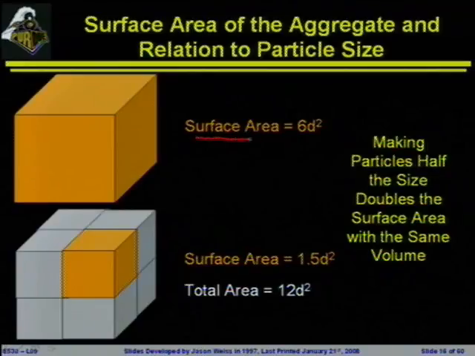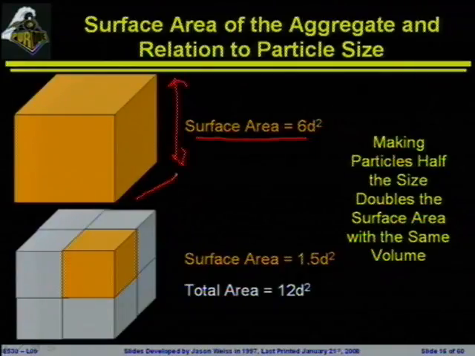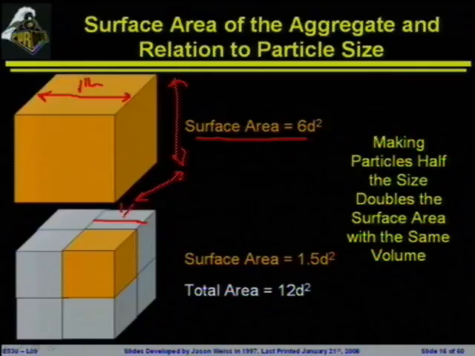So if we have one big aggregate, the surface area is pretty easy to determine. We could say that the aggregate is square, it is d high, it is d wide, so it has 6 surfaces. So if we wanted to calculate the surface area, it would be 6d squared. If we cut the aggregate in half, so let's say in this case we have a 1-inch aggregate, would fit through a 1-inch sieve, and we cut that down to something like a 1/2 inch aggregate, so we cut it down to half the size.